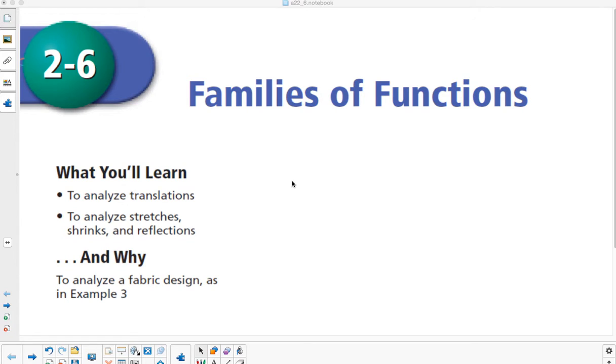Hey guys, 2-6 families of functions. Okay, well, there's going to be a slight modification with respect to the assignment. You will be doing 1 through 18 on the worksheet that's attached instead of the book assignment.